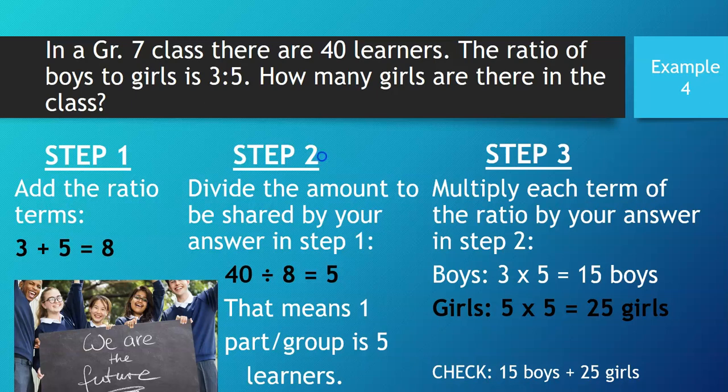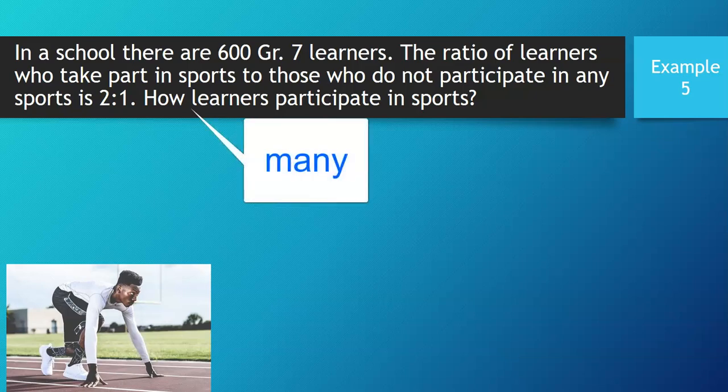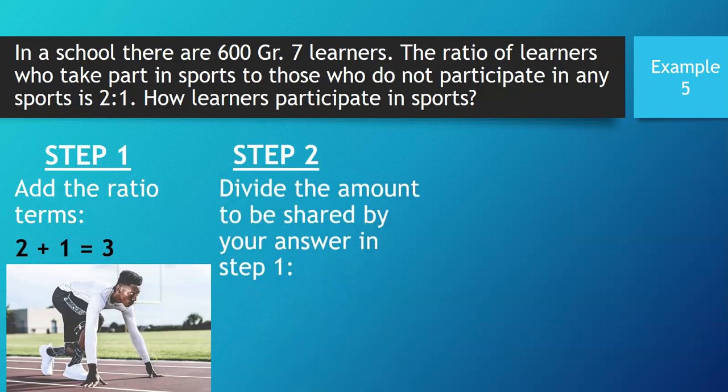Super. Let's move on to our last final example. In a school, there are 600 grade 7 learners. The ratio of learners who take part in sports to those who do not participate in any sports is 2 to 1. How many learners participate in sports? So let's do step 1. Add the ratio terms. 2 plus 1, 3. Everyone can do that. Hopefully by grade 7. Step 2, you're going to take your 600, which is the amount we're going to divide. And we divide it by our answer in step 1, which is 3. 600 divided by 3 is 200.